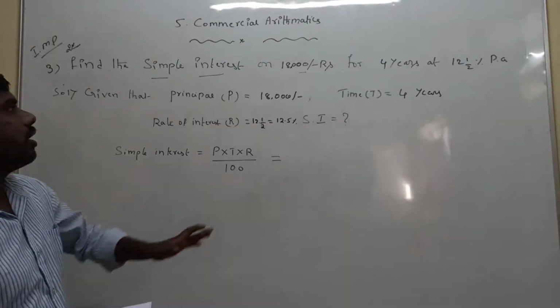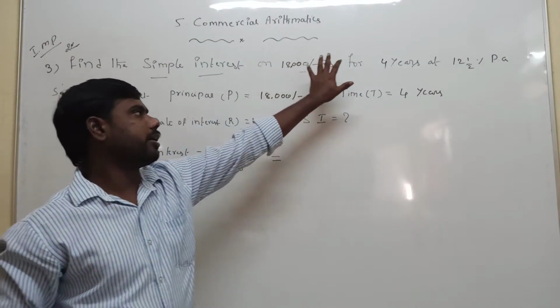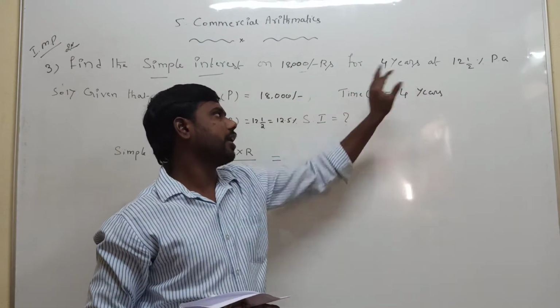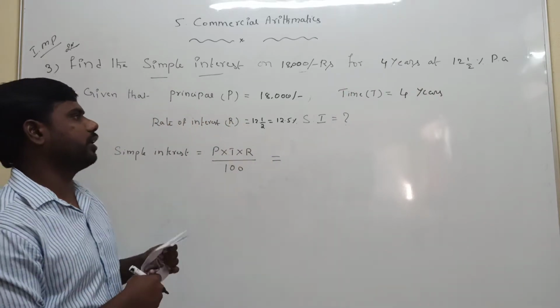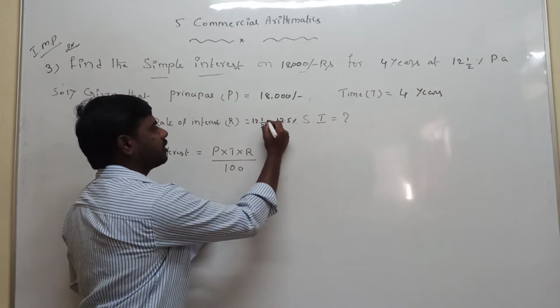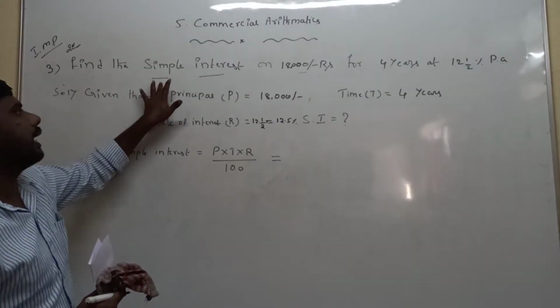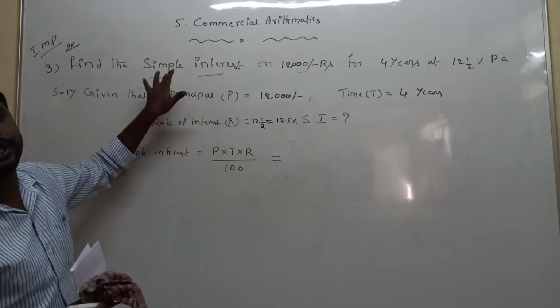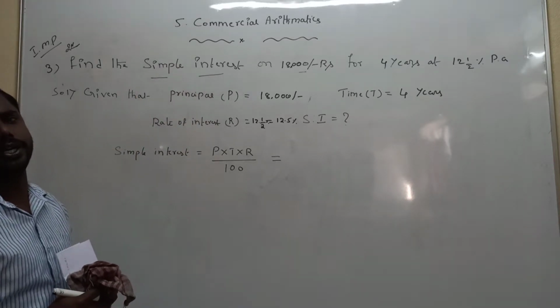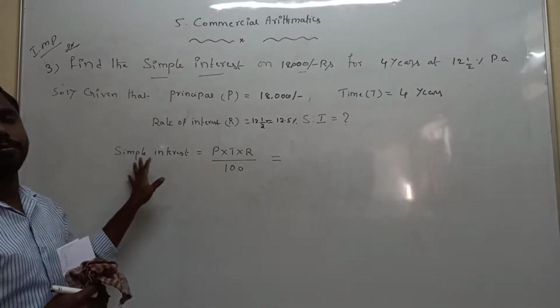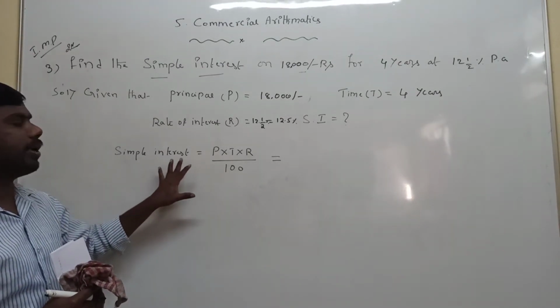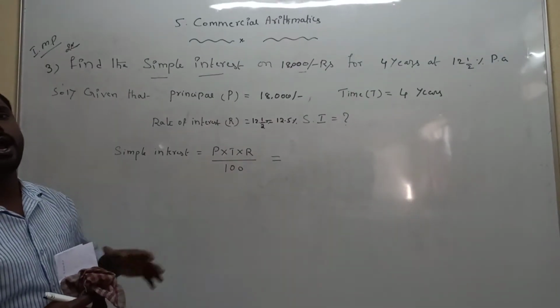Listen carefully. The given principal amount, time duration is 4 years, and rate of interest is 12.5%. What are they asking? We need to calculate simple interest. So now we are calculating simple interest. Simple interest formula is PTR by 100.